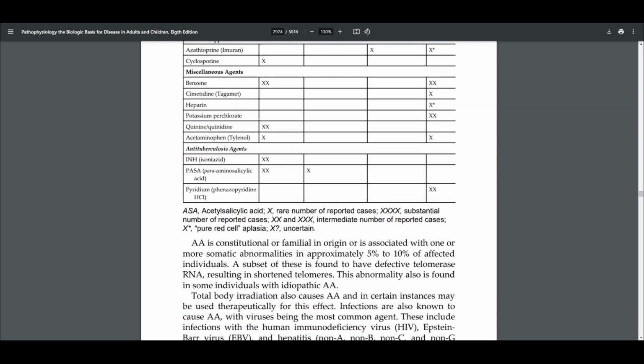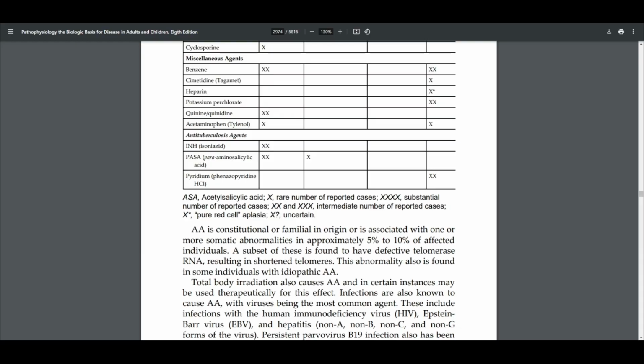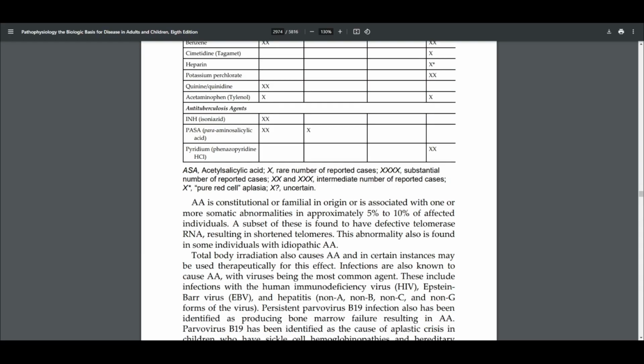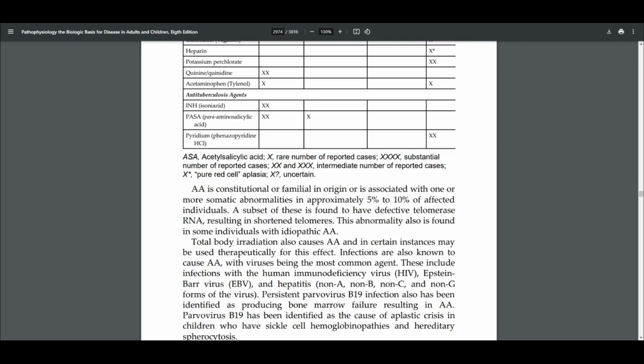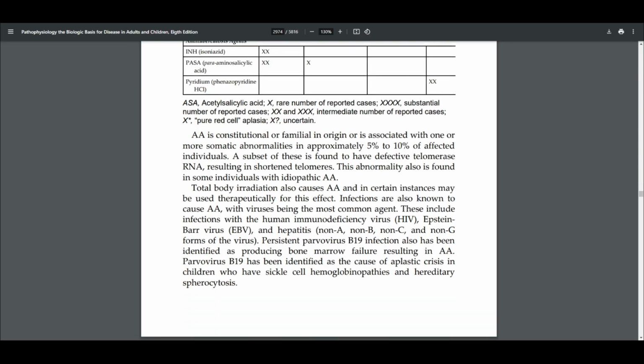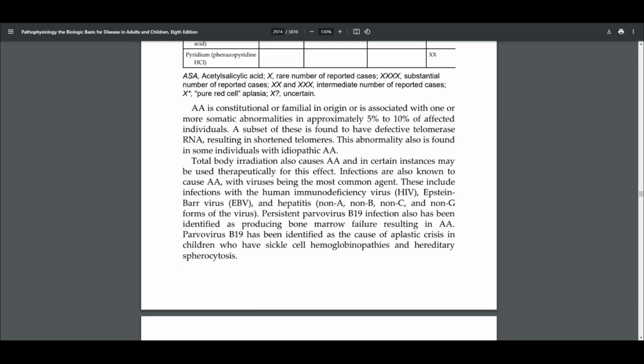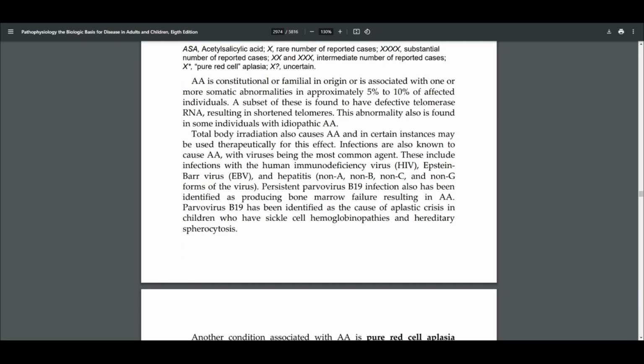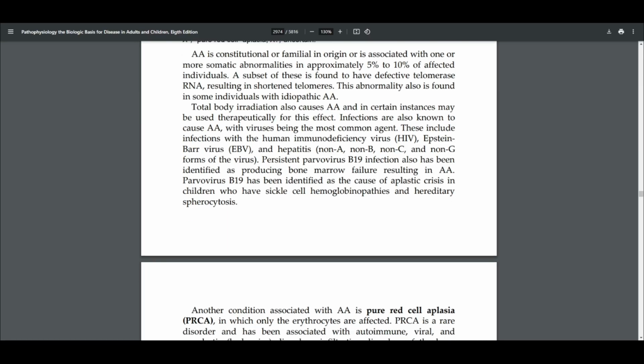AA is constitutional or familial in origin, or is associated with one or more somatic abnormalities in roughly 5 to 10% of affected individuals. A subset of these is found to have defective telomerase RNA, resulting in shortening telomerase. This abnormality also is found in some individuals with idiopathic AA. Total body irradiation also causes AA, and in certain instances may be used therapeutically for this effect. Infections are also known to cause AA, with viruses being the most common agent.